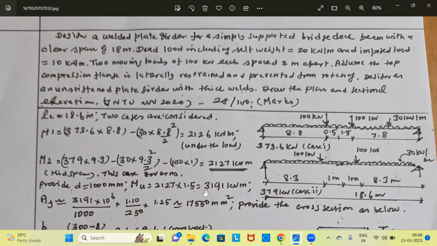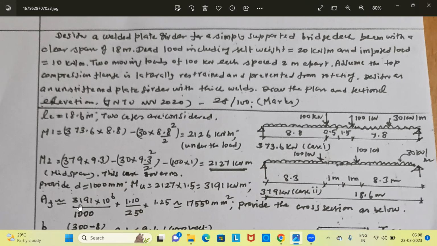2127 into 1.5 gives 3191 kilonewton meter. This is the ultimate bending moment. Our section should have a bending capacity which is higher than this value. That is the aim. Now let us find out approximately what the flange area is.